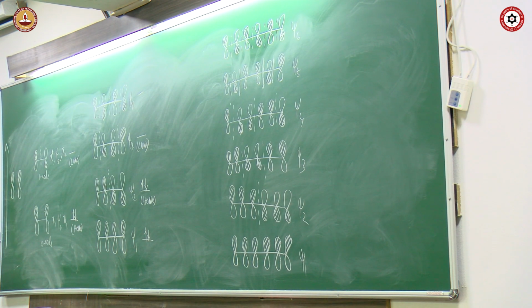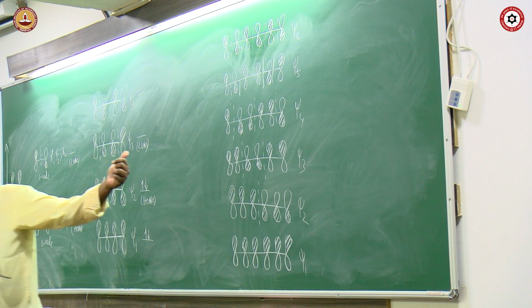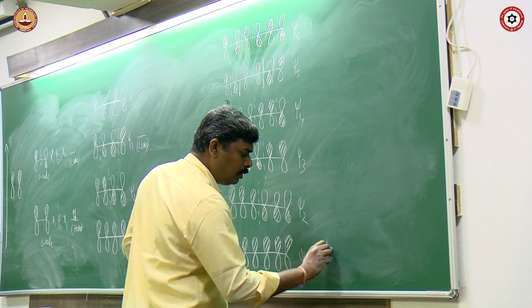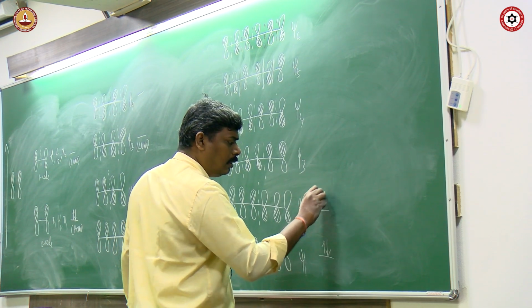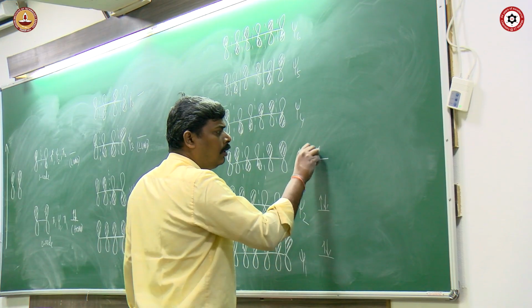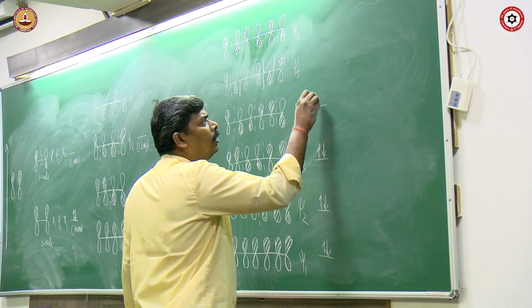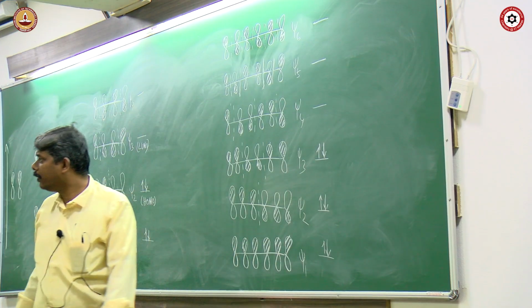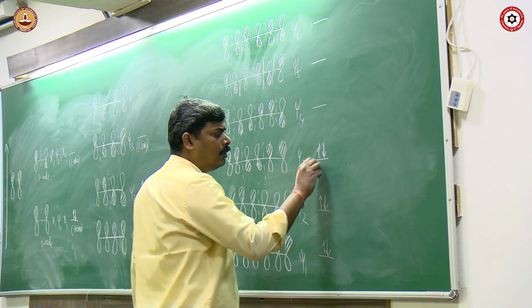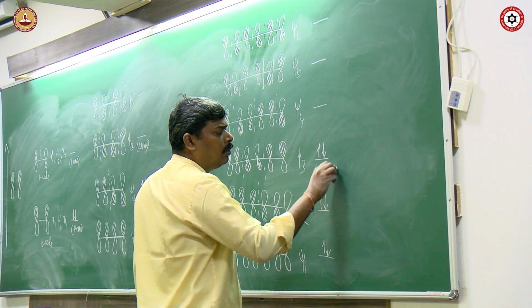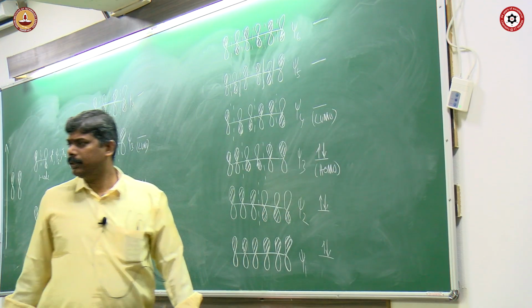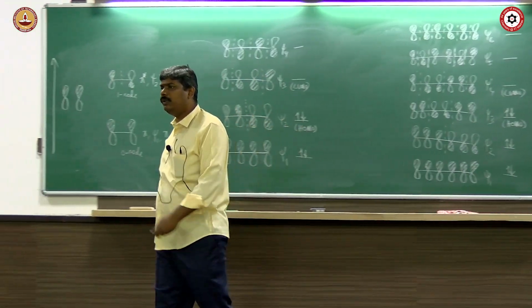So in this case, how many electrons are we going to see here? 6 electrons. So that means the psi 1 will have 2 electrons, psi 2 will have 2 electrons, psi 3 will have 2 electrons, psi 4, psi 5, psi 6 have 0. Which is HOMO? Psi 3. Which is LUMO? Psi 4. Correct. So this is how we derive.